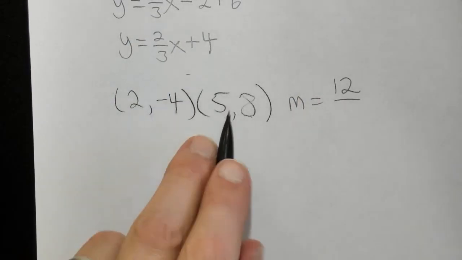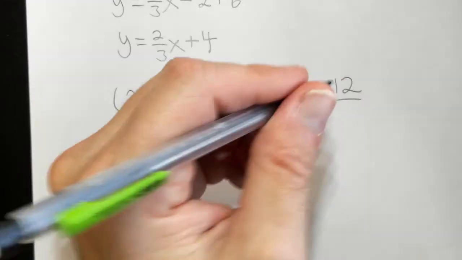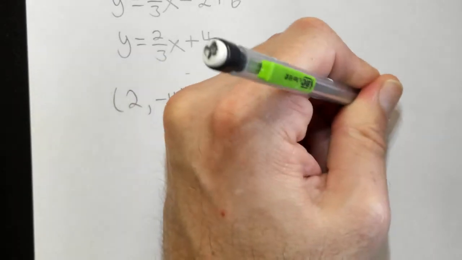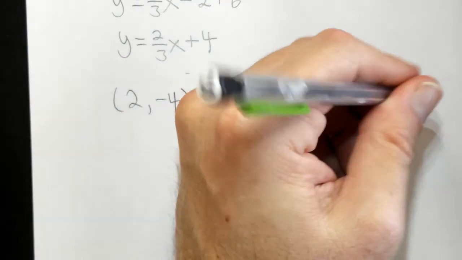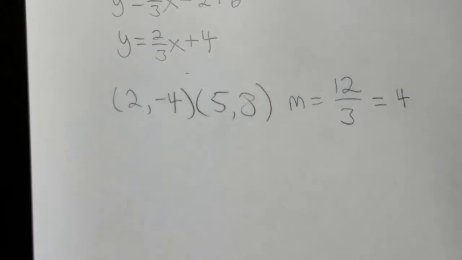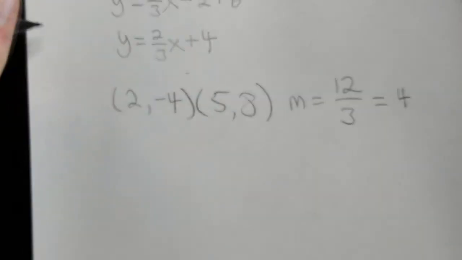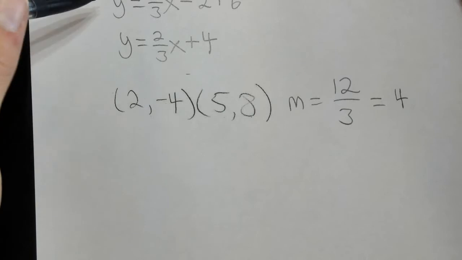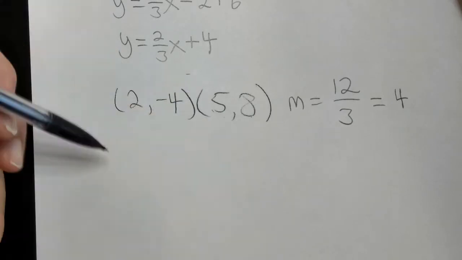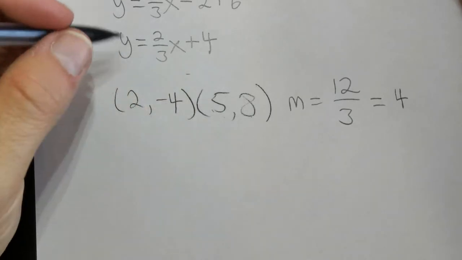And from 2 to 5, that's going up by 3. So when I divide that out, I'm going to get 4, and 4 is my slope. Now I can pick either point that I want. Pick 5 and 8. It doesn't matter which one you pick, you'll get the same answer.